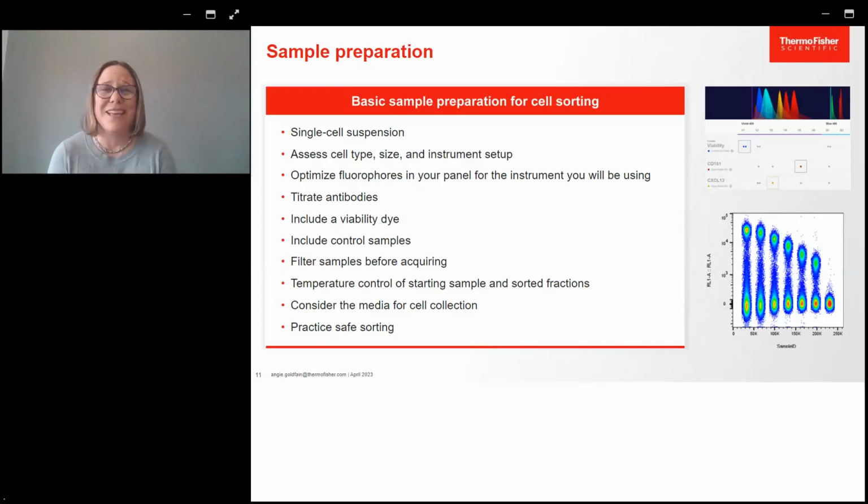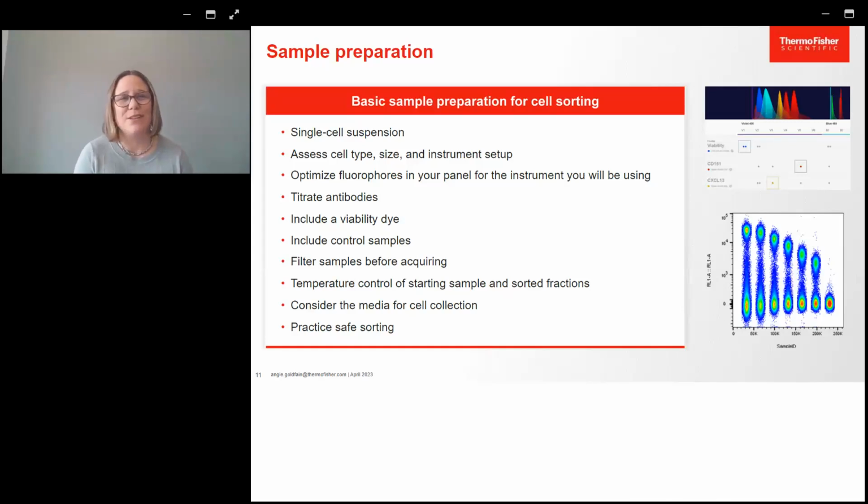When you're also designing a panel, you want to consider titrating your antibodies. You have to identify which amount of antibody is needed to give you the best separation between your positive and negative populations. In the little histogram on the lower right of this screen, you can see a titration experiment, each showing different concentrations of antibody added, so you can find the maximum separation between the negative and positive cells.